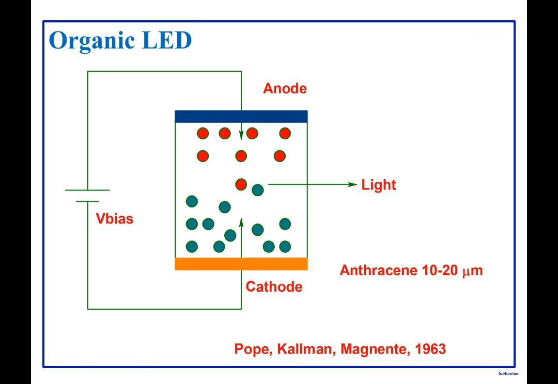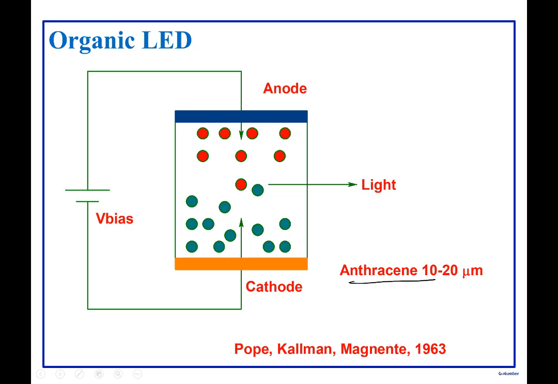Organic LED. So this is the first LED that came out, a material called anthracene. To recall your chemistry, benzene is 1 ring, and then 2 rings and 3 rings. You can have anthracene, and 4 rings, tetracene, 5 rings, pentacene and all that. So anthracene is an organic material.